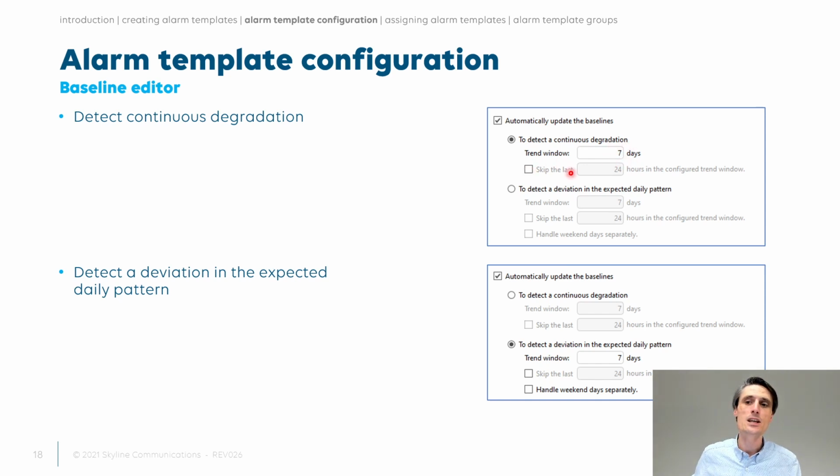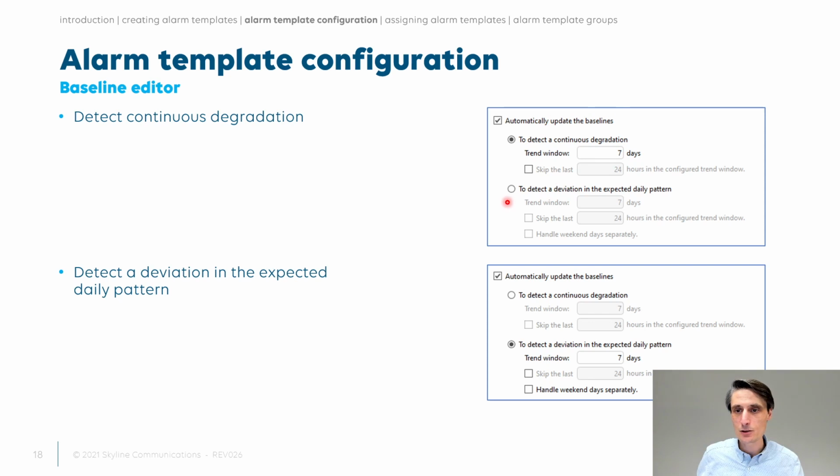You can optionally skip the last 24 hours or last X hours, so that if all of a sudden the signal starts to deviate and slowly degrade, you would still be able to pick up on that by removing the last 24 hours, for instance. Now, this is more for a static value, or what we expect to be more or less a stable value.